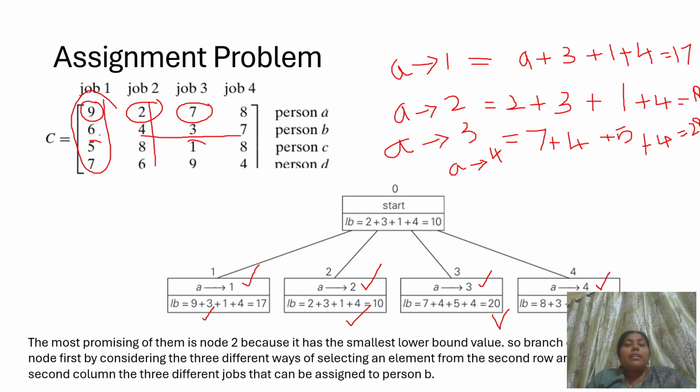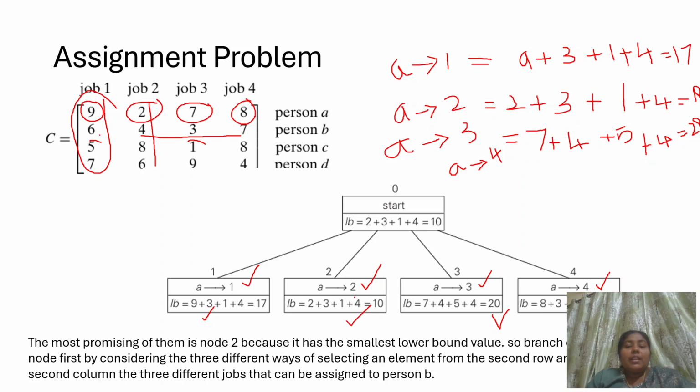Next, A person, he is assigned to job 4. So job 4, the weight is equal to 8. Now I am not able to touch the fourth column. I want to take the remaining values from the next one. B person, he is checking 6, 4, 3. Which one is minimum? 3 is minimum. C person, 5, 8, 1. Which one is minimum? 1 is minimum. D person, 7, 6, 9. Which one is minimum? 6 is minimum. So the total cost here is equal to 18.